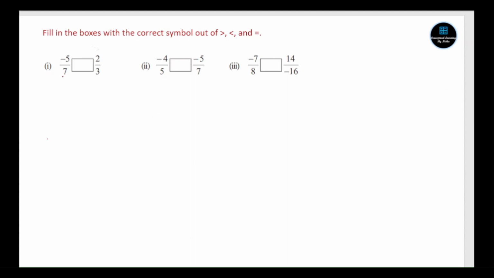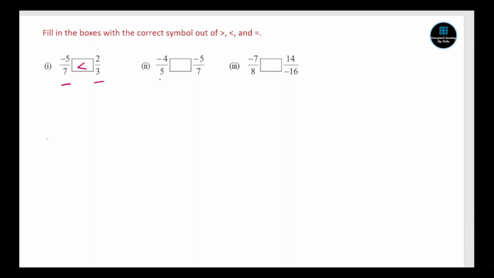Now the first one, the number is positive and the other number is negative. So we can directly compare these two numbers. The negative number is on the left side of the number line, so this is smaller. Directly we can say that. No need to make the denominator same here.